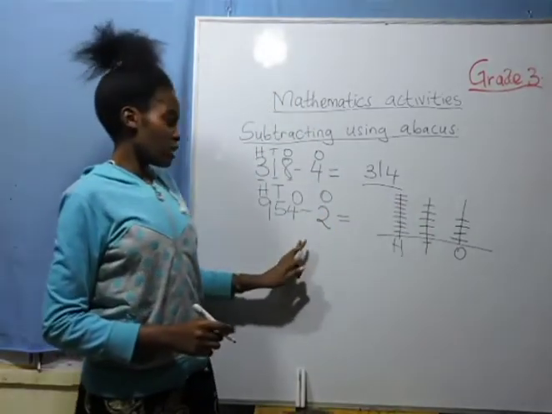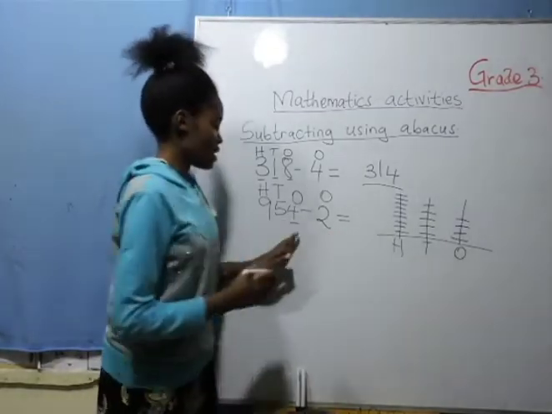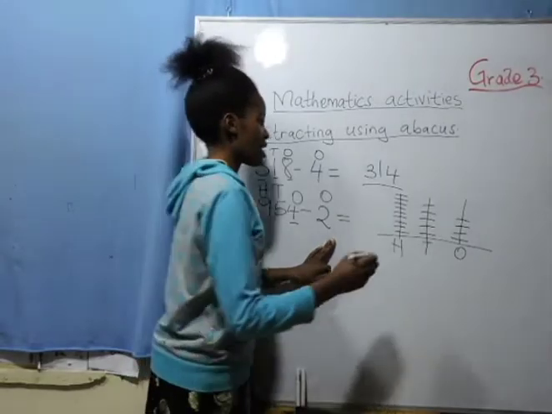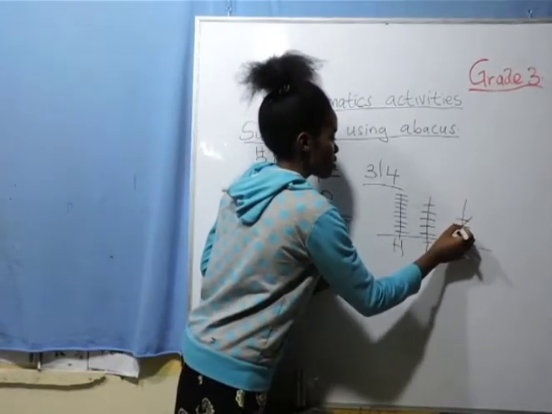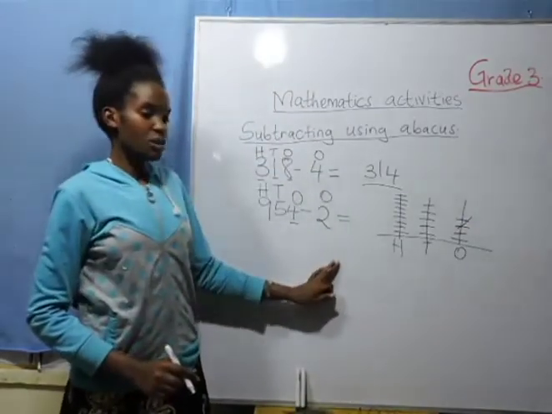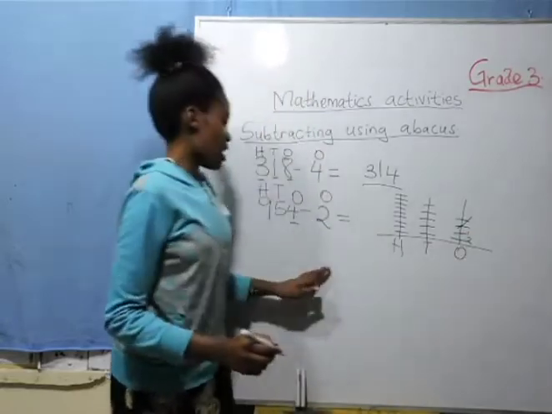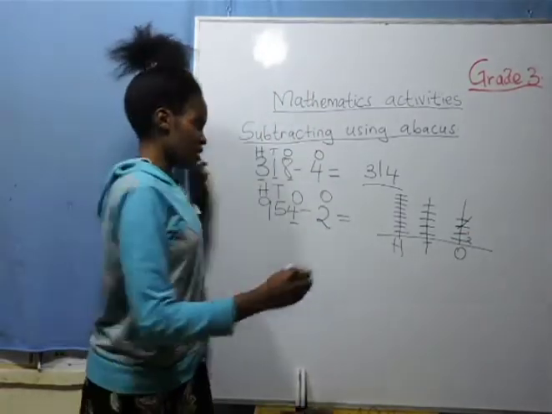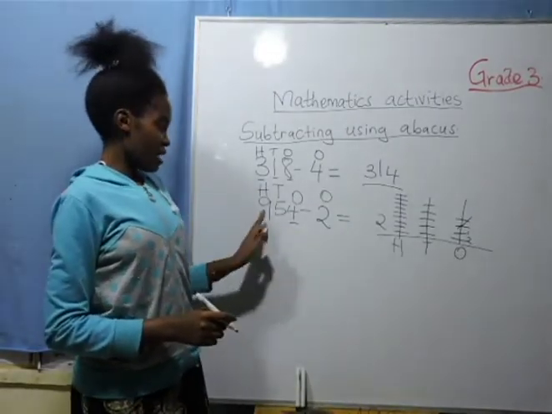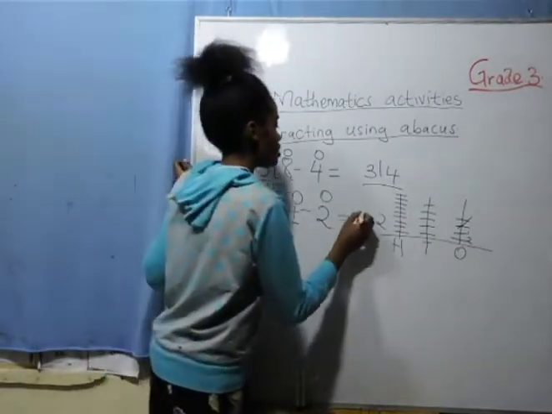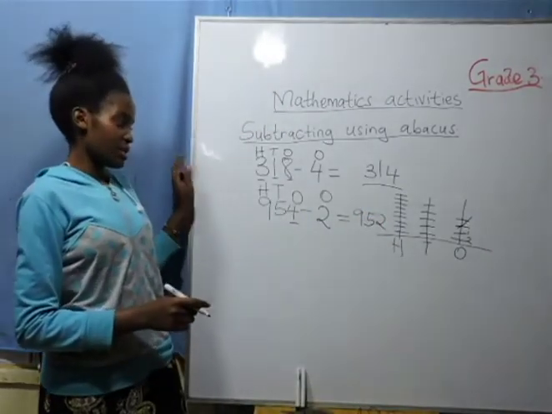Now, we are only going to subtract in our ones place value. We are going to subtract 2. Now, when you are subtracting, you will take 1, 2. Cancel. How many are going to remain? We are going to remain with 1 and 2. Now, 4 take away 2 is 2. 5 we are not going to take away. 9 we are not going to take away. Now it will remain like 952. That's our second example.